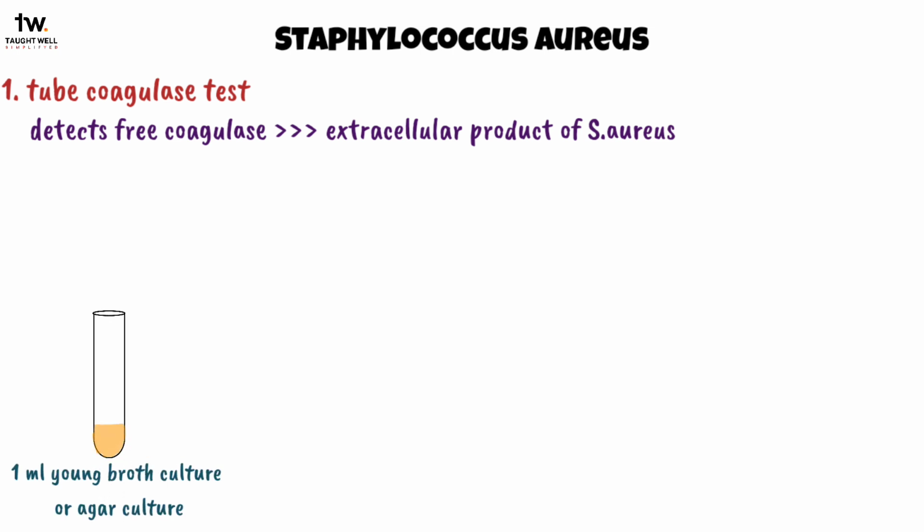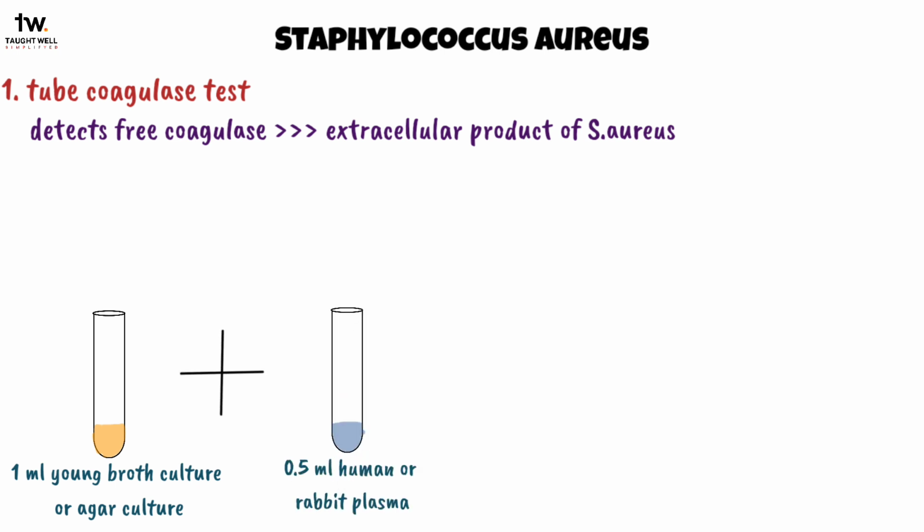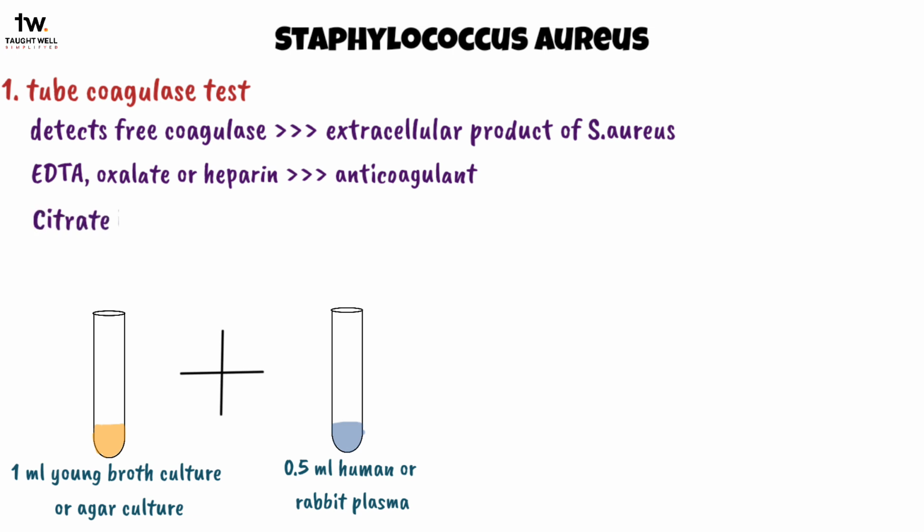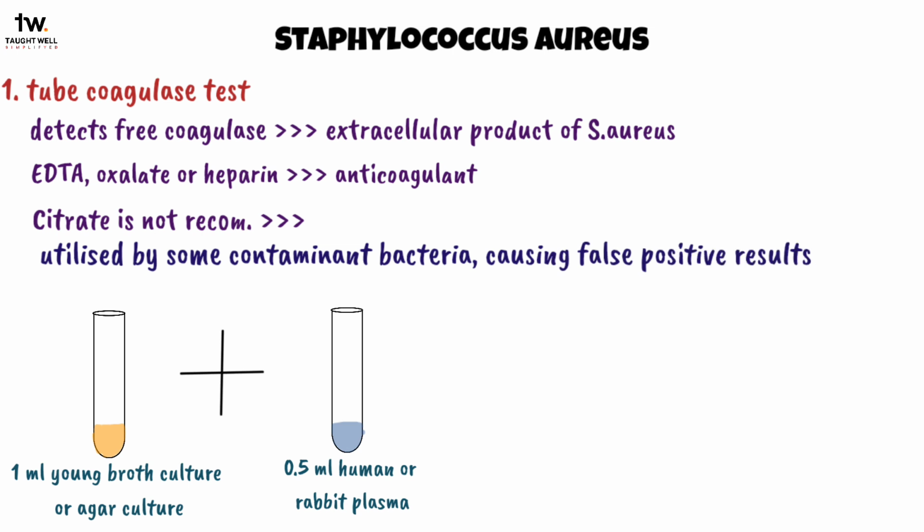About 0.1 ml of a young broth culture or agar culture suspension of the isolate is added to about 0.5 ml of human or rabbit plasma in a narrow test tube. EDTA, oxalate or heparin may be used as the anticoagulant for preparing the plasma. Citrate is not recommended because it may be utilized by some contaminant bacteria, causing a false positive. Positive and negative controls are also set up.